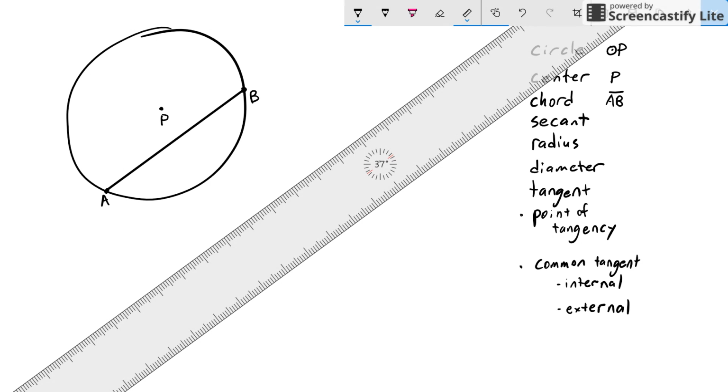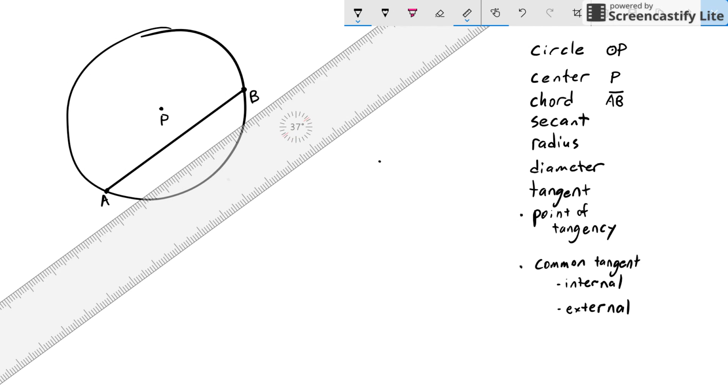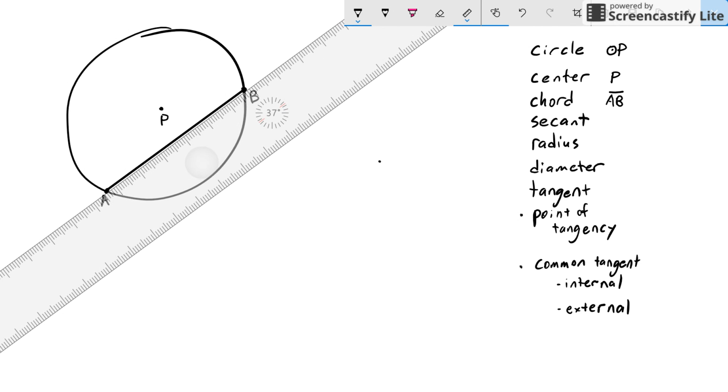We can contrast that with a secant. The next part is a secant. A secant is a chord extended.